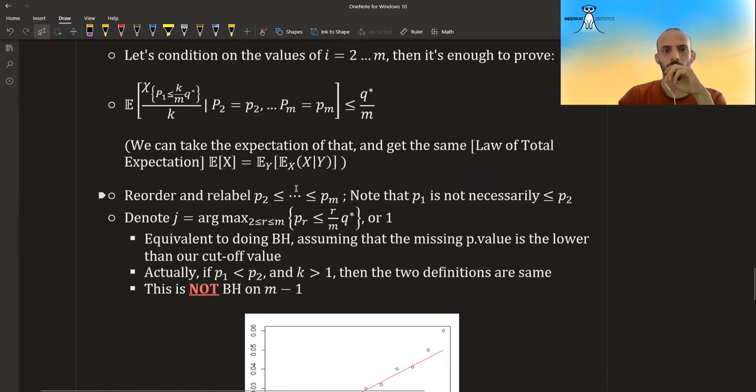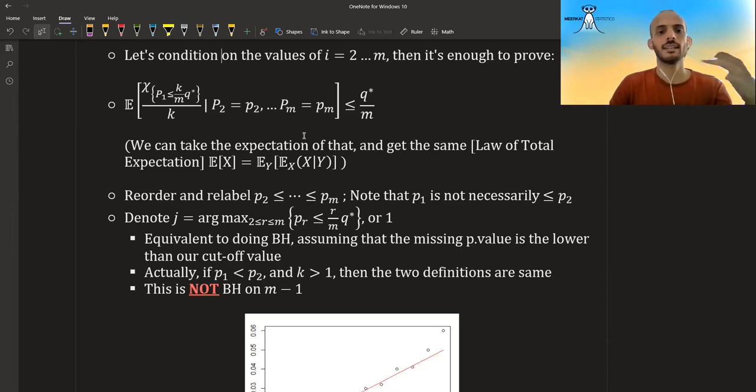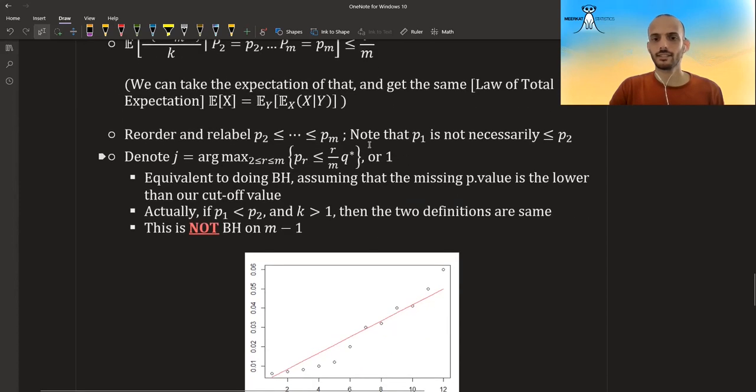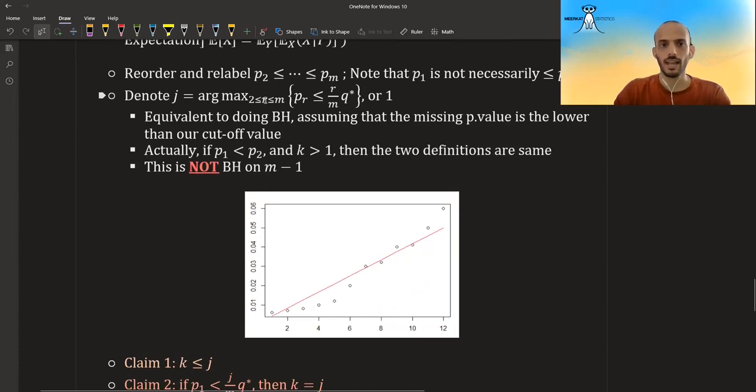We reorder all of the remaining values, P2 to PM, and we also relabel them so that P2 is actually the lowest one, disregarding P1, and PM is the largest p-value disregarding P1. Note that P1 is not necessarily less or equal than P2. We just took one of the p-values at random, took it out, and now we are reordering all the rest. We denote by J the argmax of R that goes from 2 to M, of all these p-values that are less or equal than R divided by M times Q star.